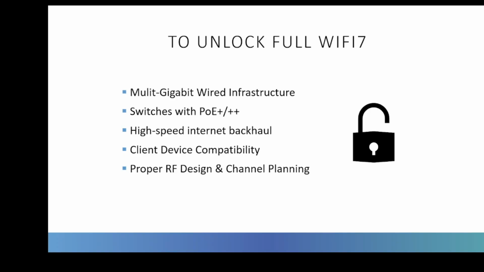High-speed internet backhaul. Your uplink must match your wireless potential. A fast AP connected to a slow WAN is still a bottleneck. Client device compatibility. Only Wi-Fi 7 capable devices can take advantage of Wi-Fi 7 features. Legacy clients will still work, but won't benefit from most of the Wi-Fi 7 improvements. Proper RF design and channel planning. Features like MLO and preamble puncturing require careful AP placement and tuning. Poor RF design can cancel out the benefits of the new standard.